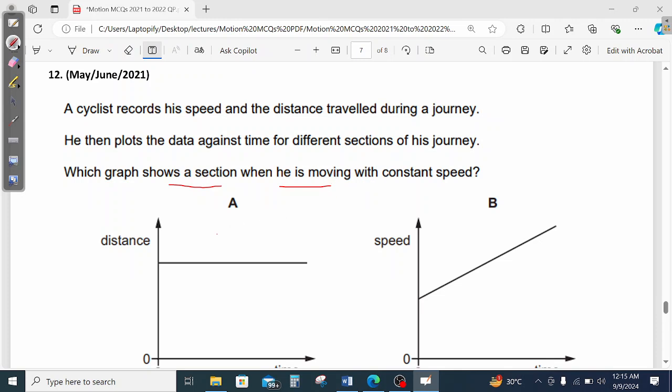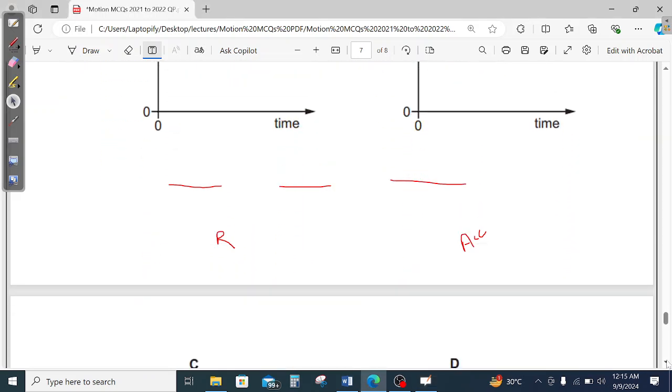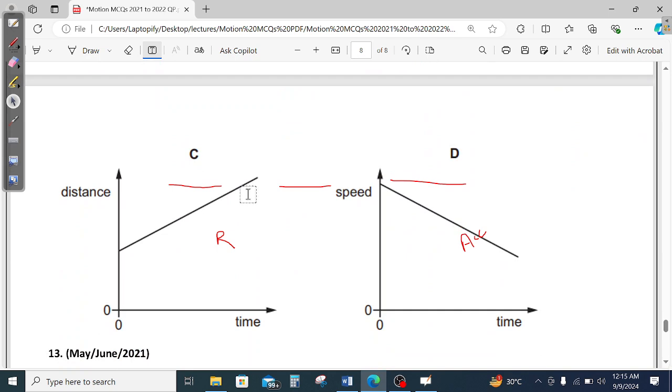This is the graph when the body is at rest. This is the graph when the body is accelerating. I will write here only A. It means the body is accelerating with constant acceleration. The question asks for constant speed, so look at the other options. Yes, I have to remove this one.